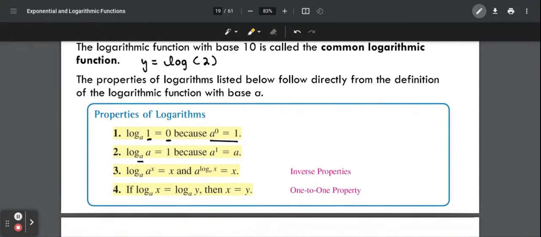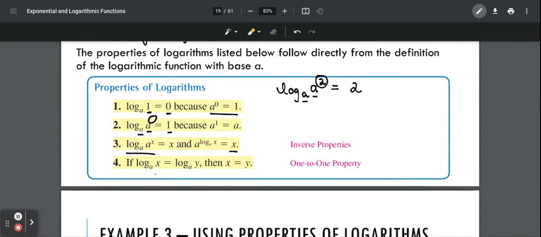Whenever the base and this base are the same, it will always equal 1, or it will equal whatever's in the exponent. So another one would be, if you had the log base a of a squared, it would actually equal 2. So when those bases are the same, whatever you have up in the exponent is what your answer will be. That's actually number 3, getting to that one. The log base a of a to the x, you'll always get x.